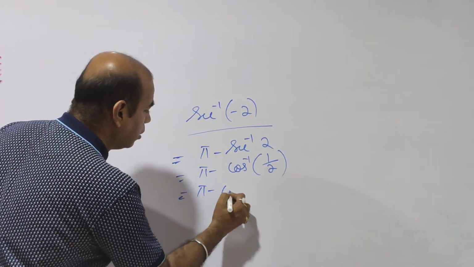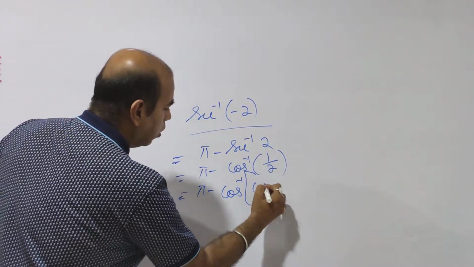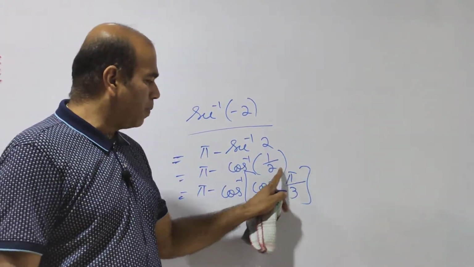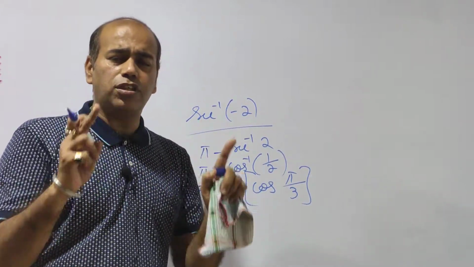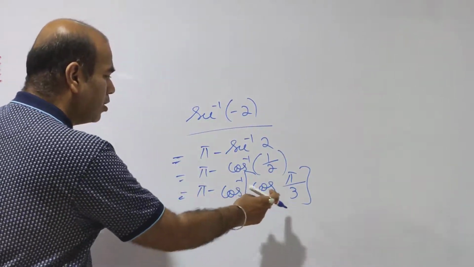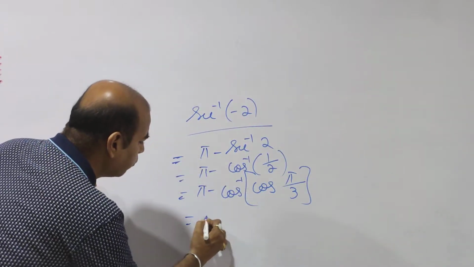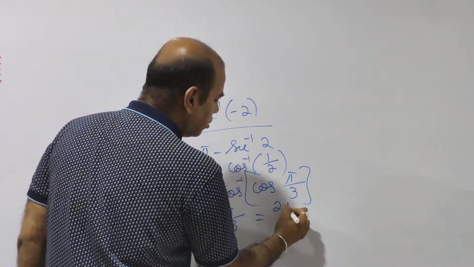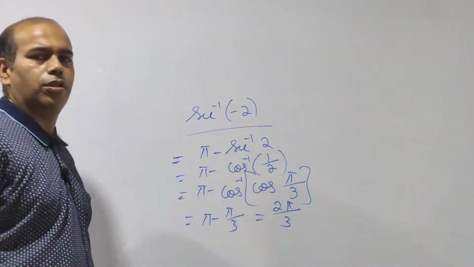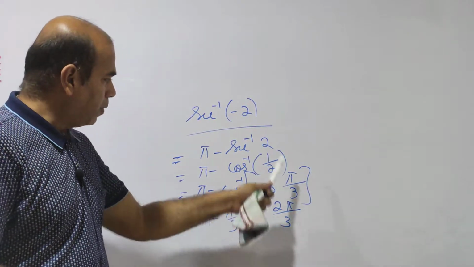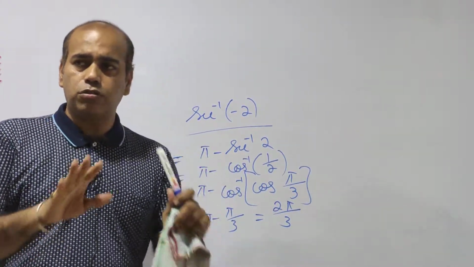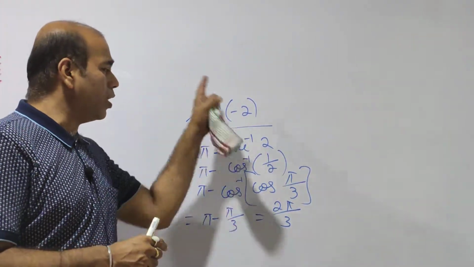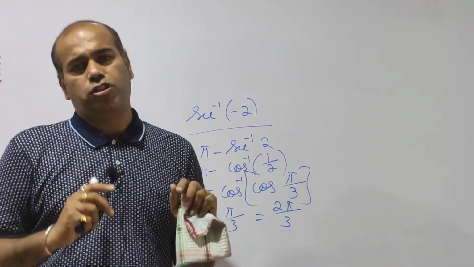That is pi minus cos inverse of cos pi by 3. Now this pi by 3 is in the range of cos, which is 0 to pi. So if I remove cos inverse and cos, I get pi minus pi by 3, which is 2 pi by 3, students. Check these questions properly. The solving I have done for you gives you enough idea to understand the basic part of inverse trigonometry.